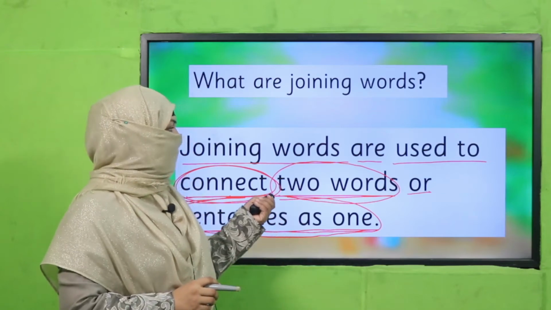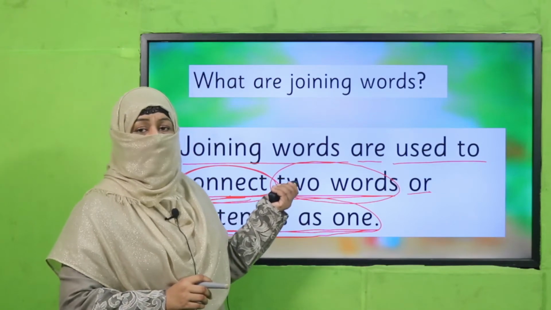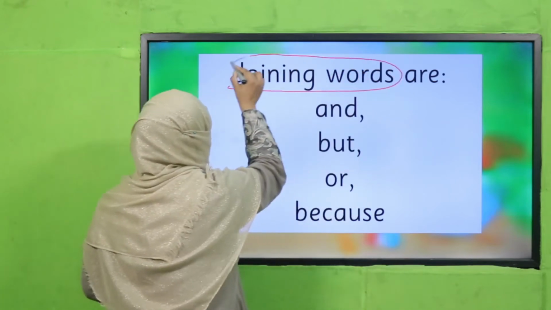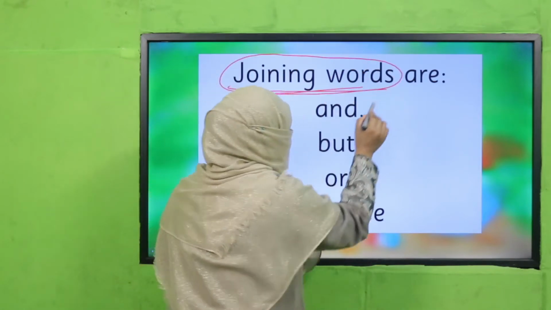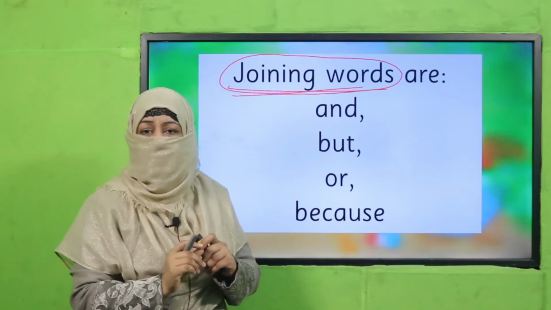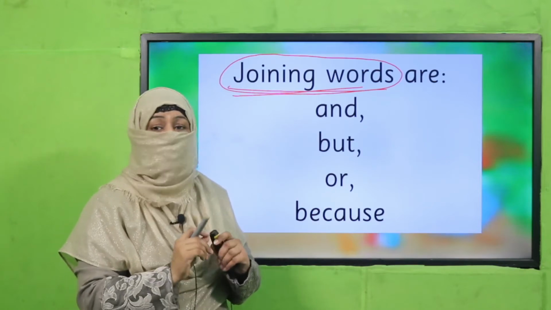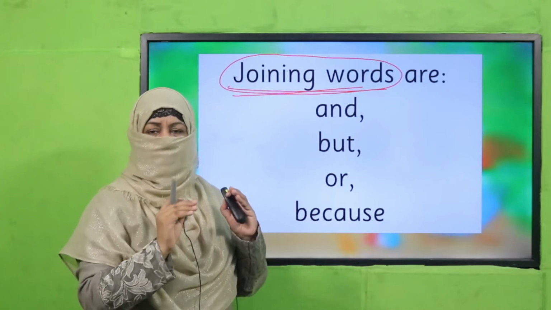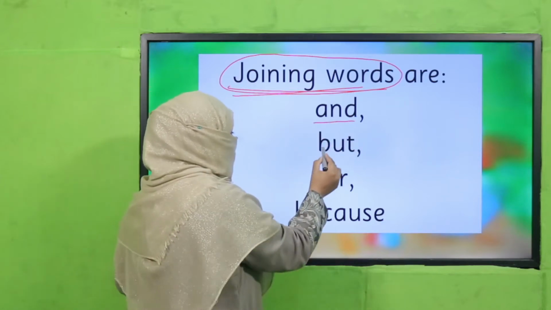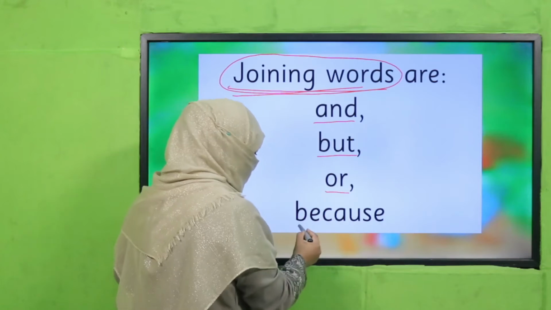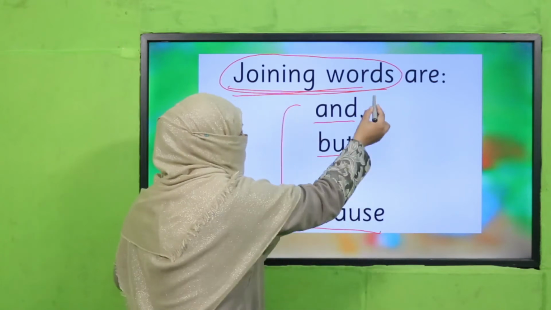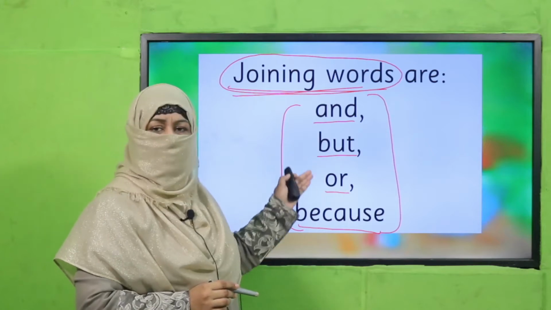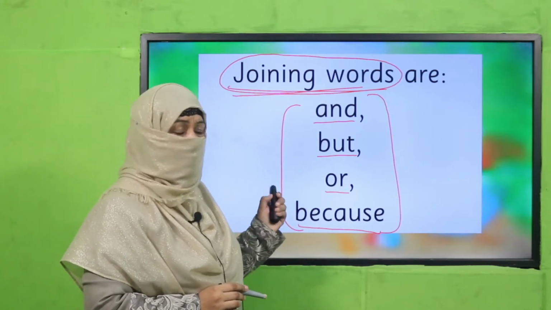Okay, so there are different joining words, and now, my dear children, we have been saying joining words. So in grammar term, joining words are conjunction. Joining words are conjunction. There are many conjunctions, but we will discuss about and, but, or, because. Only these 4 conjunctions we'll discuss today. So where do we use all these conjunctions? We'll discuss it one by one.